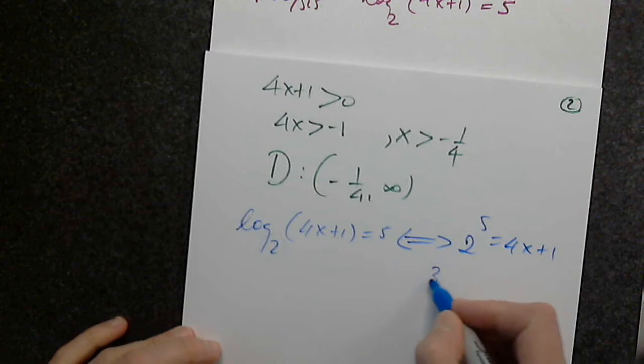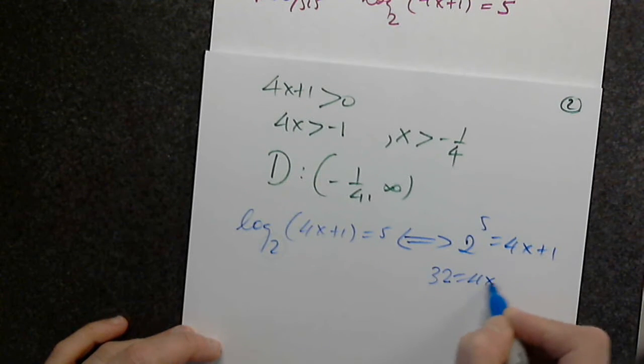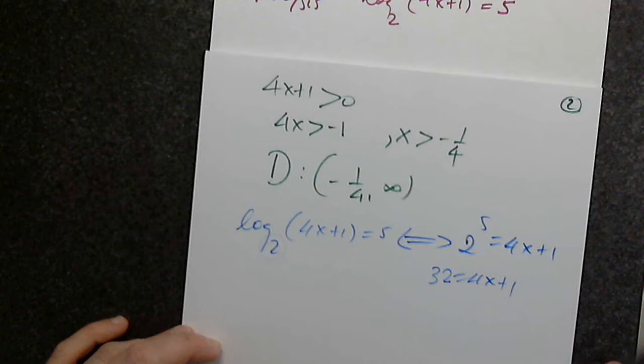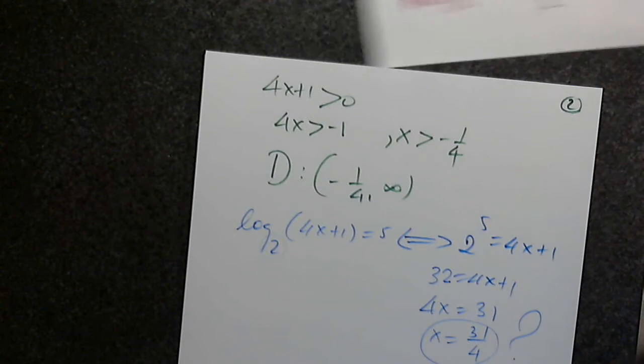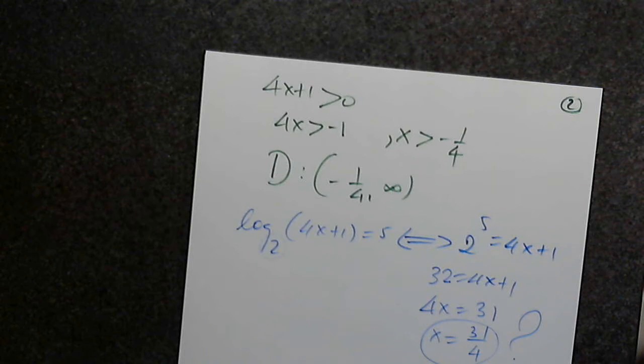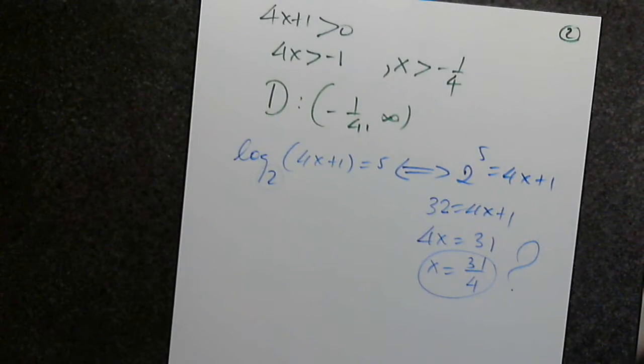Okay, so this is 32 equals 4x plus 1. It's linear now. I subtract 1. I get 4x equals 31, or x equals 31 over 4. Of course, I have to ask myself, does it work? Because I know I'm solving an equation with a function that has problems. Does it work? What do you think? Yes, because it's a positive number. Furthermore, it's a number greater than negative 1/4. That's all we needed. So I will say yes.